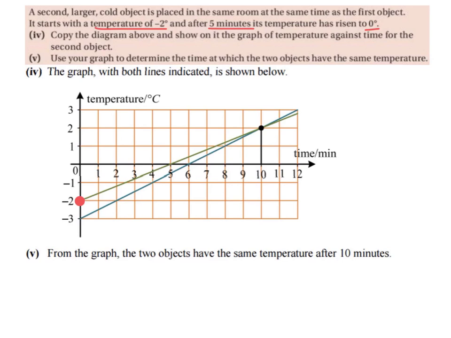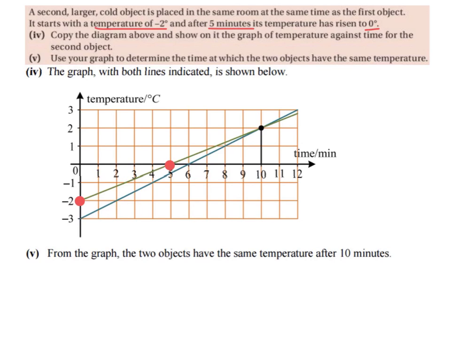So we need to go to 5 minutes on our x-axis, and at 0 on the y-axis, plot our second point. So it's going to be 5, 0. So now that we know 2 points on our graph, we just join them together with a ruler and extend the line to the end of our graph.